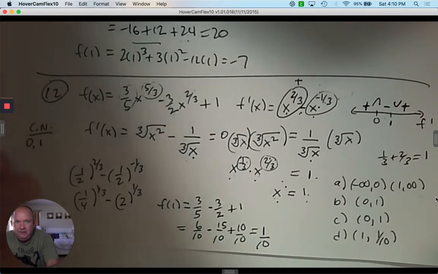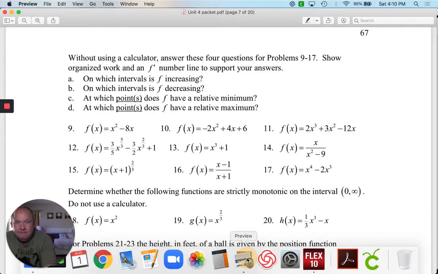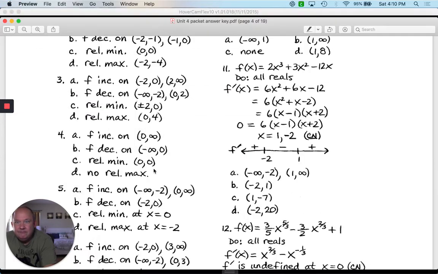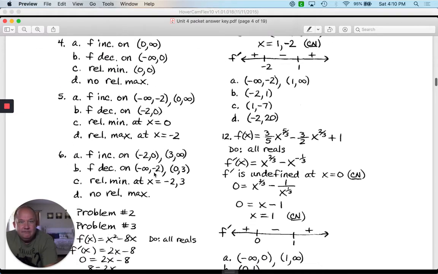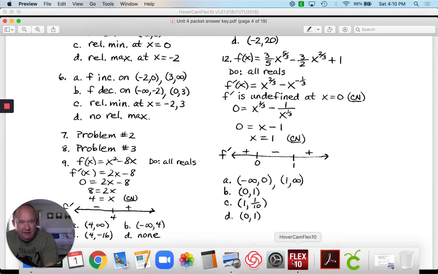Let me just double check to make sure I did that okay. So 1 and 1/10 is the, I think they have it mixed up there. Or maybe I do. No, 1 and 1/10 is the minimum, and 0 and 1 is the maximum. So I just think the answer key there has it mixed up. It's clear that 0 is the maximum, and at positive 1 is the minimum. So sometimes answer keys get it kind of flipped around too.